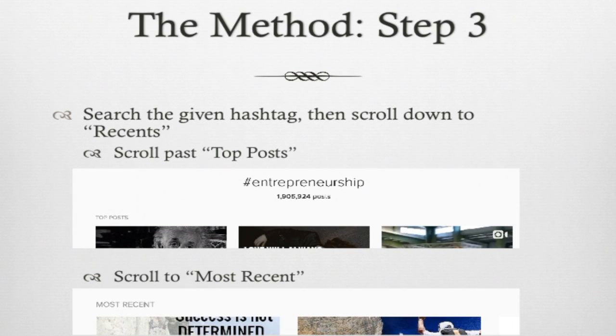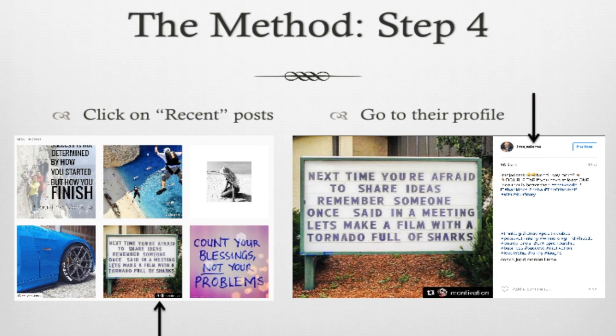But anyways, you're going to scroll down past top posts, and you're going to scroll to the most recent section. And it's going to be pretty soon after top posts. You just have to scroll past it in most recent. You're then going to look for and click on recent posts that are very relevant to the hashtag that you're searching.